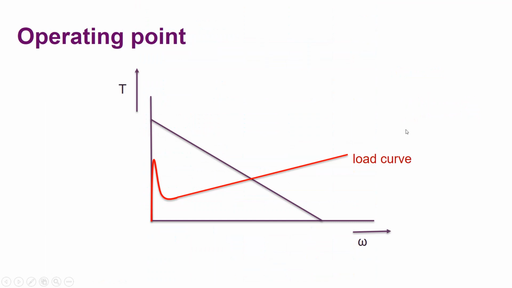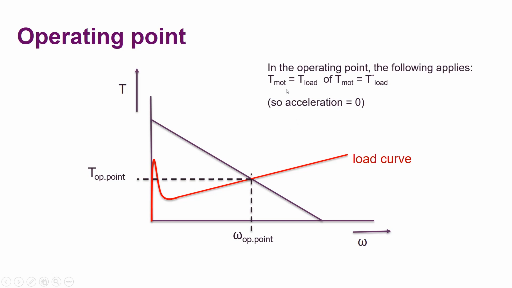Okay, now let's look at the operating point, the intersection point of my load curve and my motor curve, which is over here. In that operating point, my motor torque and my load torque are equal to each other. This is my operating point. When we have a transmission in the system, then the motor torque is equal to the reduced load torque. So at that operating torque, we can calculate what the speed will be in my operating point.